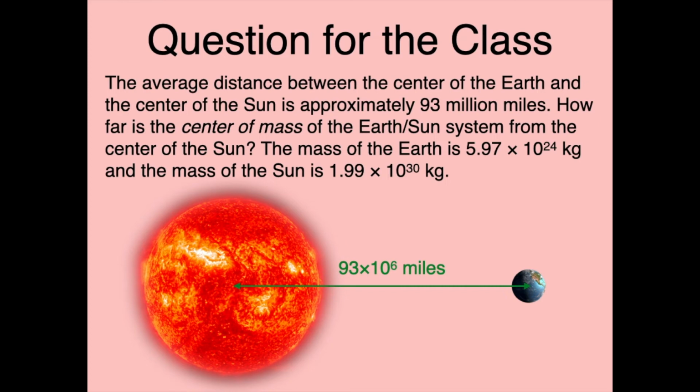Okay, so all we need to know to calculate this is the mass of the Earth, which is 5.97 × 10^24 kilograms, and the mass of the Sun, which is 1.99 × 10^30 kilograms, and again, the distance between them, which is 93 million miles. What we're going to find is, remember, center of mass is a weighted average, meaning if an object has more mass, it counts more. That means the center of mass is going to be really, really close to the Sun, really far away from the Earth. So go ahead and try to make this calculation. Pause the video, see if you can get it, and then we'll go through it.